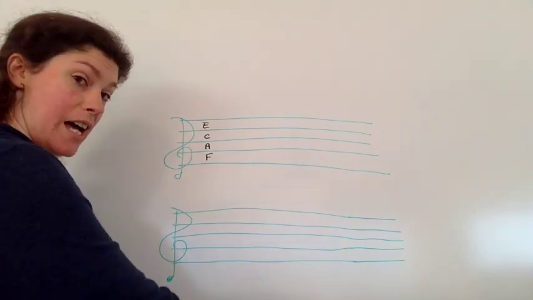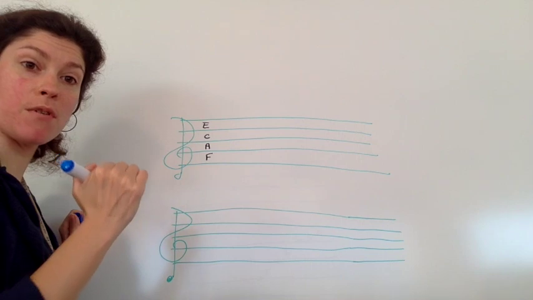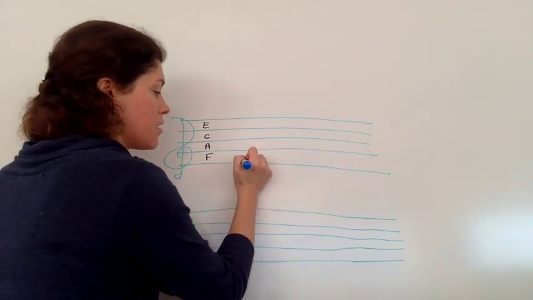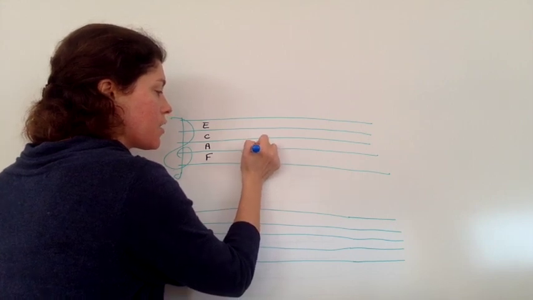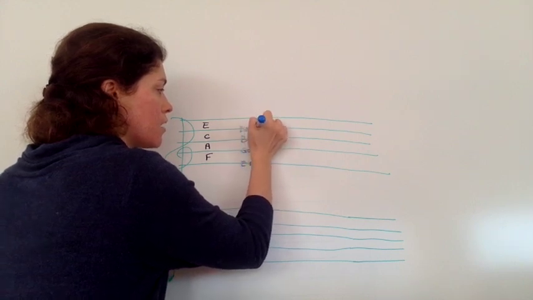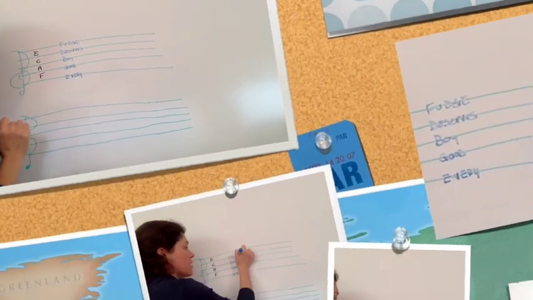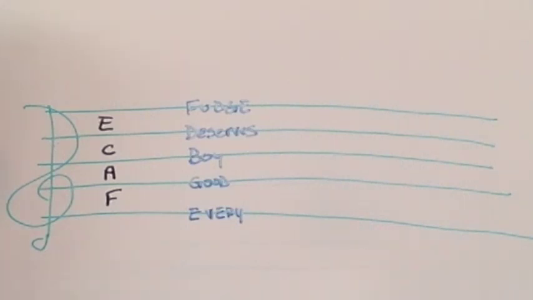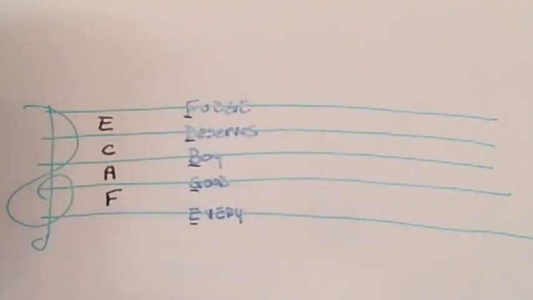Now, for the lines is Every Good Boy Deserves Fudge. Remember, we go from bottom to top. Every, good, boy, deserves, fudge. Okay? And it is the first letter of each word that tells us the name of the note. E, G, B, D, F.